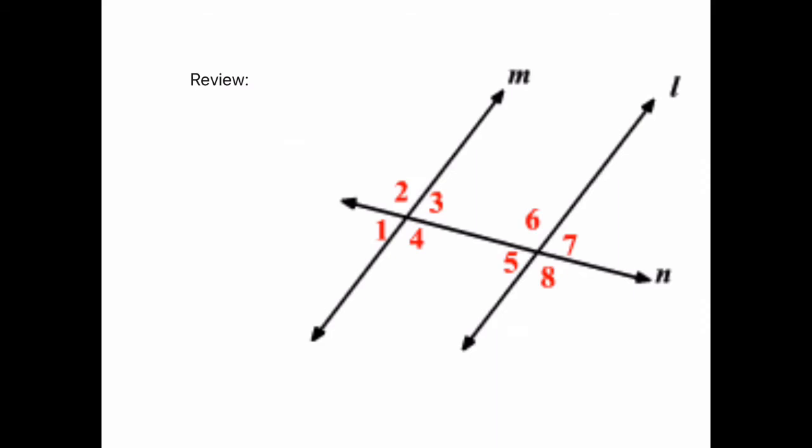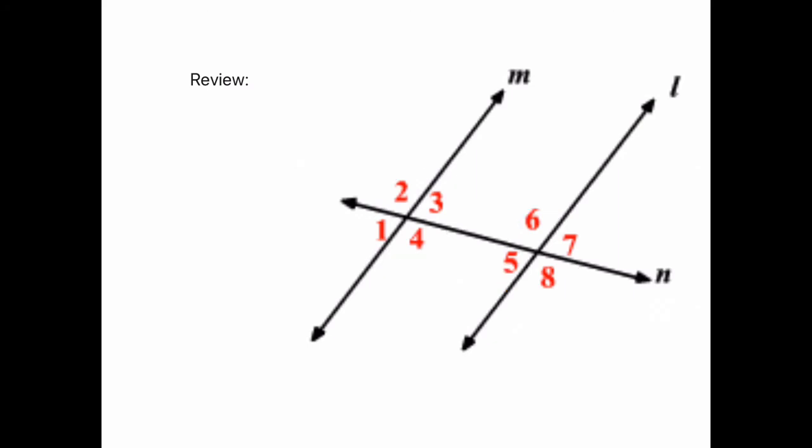All right, let's try some corresponding angles. Which ones are corresponding angles? Go ahead and pause. All right, here's our answer in the green, 1 and 5, in the yellow, 4 and 8, in the blue, 2 and 6, and in the gray, 3 and 7. Those are the corresponding angles, and corresponding angles are congruent.